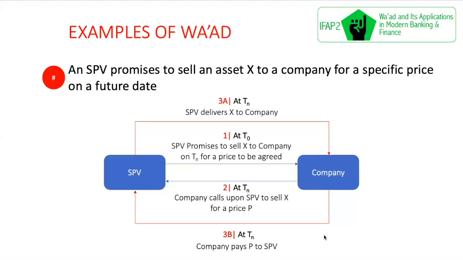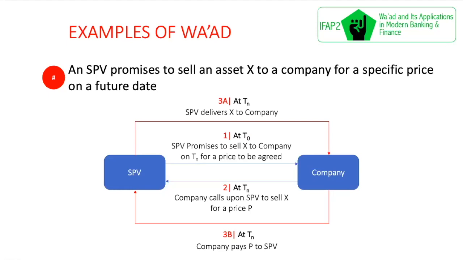Now, this is an interesting example of a wad. An SPV, special purpose vehicle, promises to sell an asset X to a company for a specific price on a future date. Now, let us look at this one. So we have this SPV. This is a company, special purpose vehicle. There is another company. At T naught, the SPV promises to sell X to the company on TN, a future date.